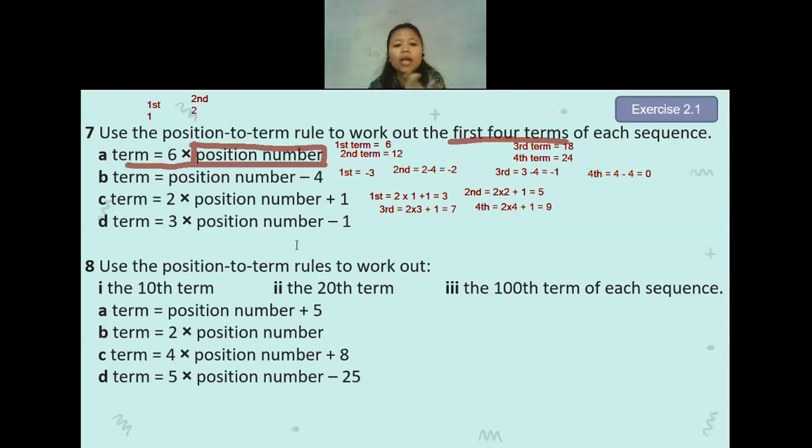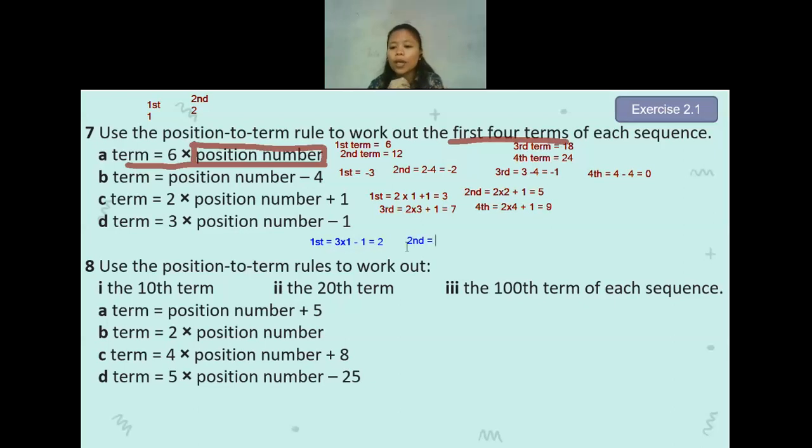The term is 3 times the position number minus 1. So what will it be for the first term? 3 times 1 minus 1, which is equal to 2. Anyone confused? If you are getting confused, please let me know. No question? Okay, let us continue to the second term.